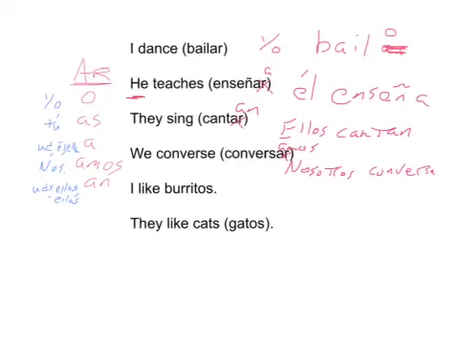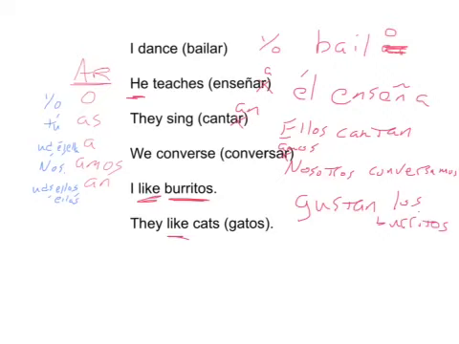I like burritos. This one's a little bit more tricky. Don't forget that like is not the same as in English. So like would be gustar, which means to please. What is doing the pleasing? In this case, it's burritos. And so we're going to take off the AR from gustar. We're going to conjugate it for more than one thing. Burritos would be the same thing as ellos. And so it's going to be gustan los burritos.